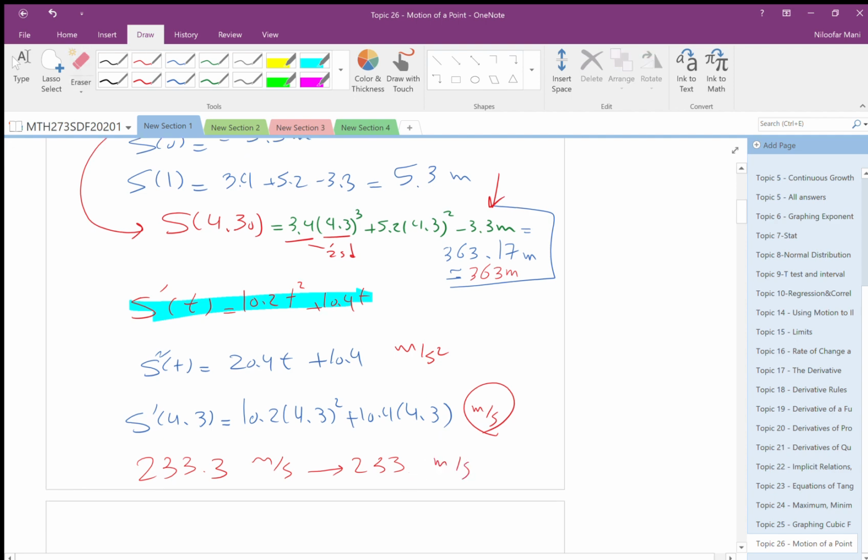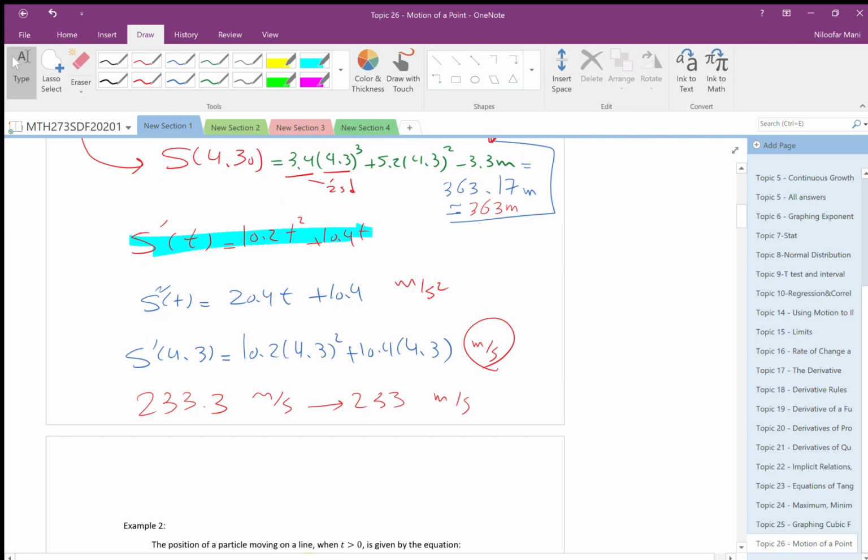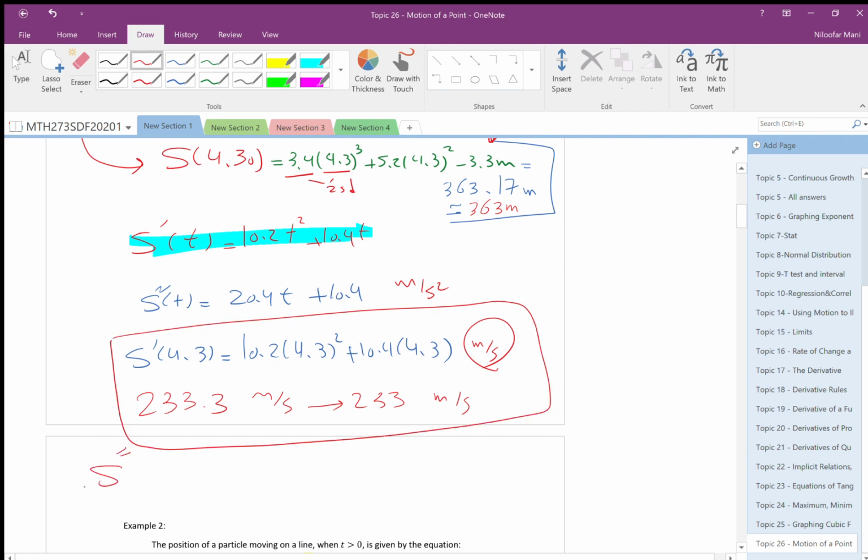And also for acceleration, I have to substitute in here. So I have to do S prime, sorry, S double prime at 4.3, and then I have to calculate. The answer is 98.12 meter per second squared, which will be rounded to 98.1 meter per second squared.